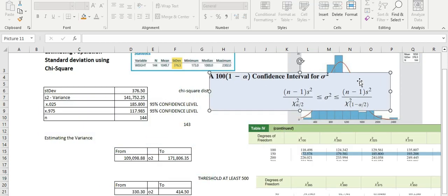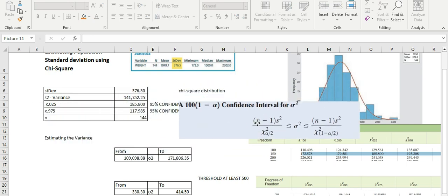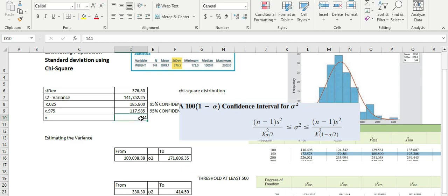I just copied this one. Here, n is the sample size, n minus 1 has already been given there, and this is the variance, S squared. This one is chi-square alpha over 2, pronounced as chi-square alpha over 2. When you say alpha over 2, it's 0.05 divided by 2, so it's 0.025.